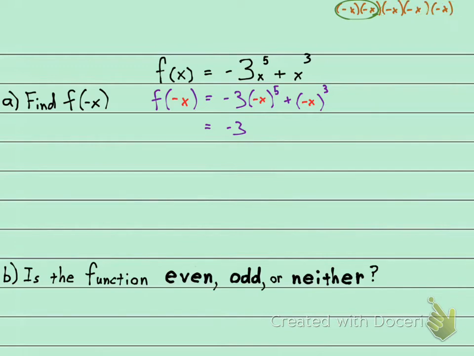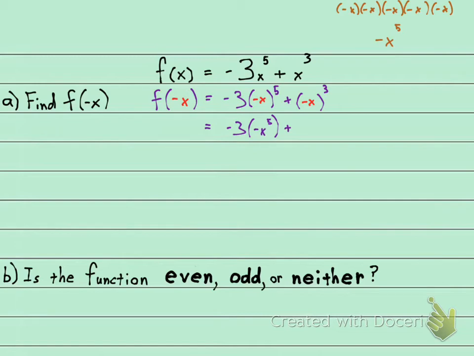So the first 2 negatives would give me a positive, the second 2 negatives would give me a positive, and this one's still a negative. A positive times a negative is going to be a negative. So negative x to the fifth is going to be negative x to the fifth. So I'm going to replace this with negative x to the fifth plus negative x to the third.